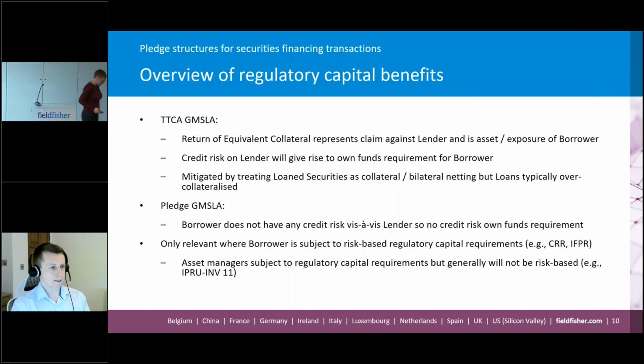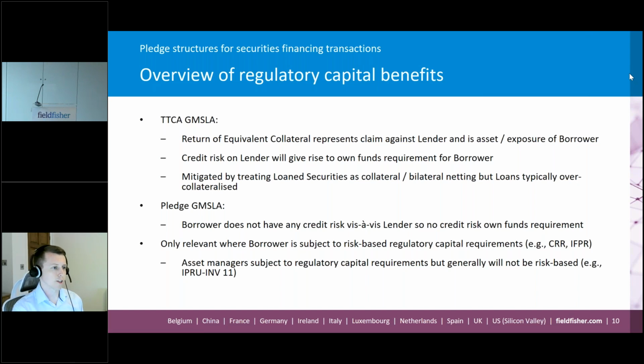Thanks, Jenny. As Jenny mentioned, one of the main purported benefits of the pledge GMSLA structure is that it provides the borrower with greater regulatory capital benefit. However, a lot of the literature doesn't really go into exactly where that benefit derives from. So we thought it would be helpful to set out in a bit more detail where the benefit derives from, and to do a basic example calculation just to show the extent of the benefit.